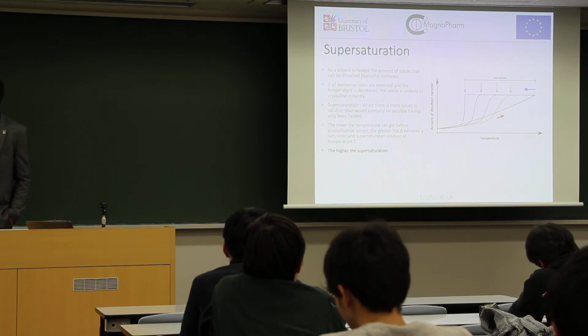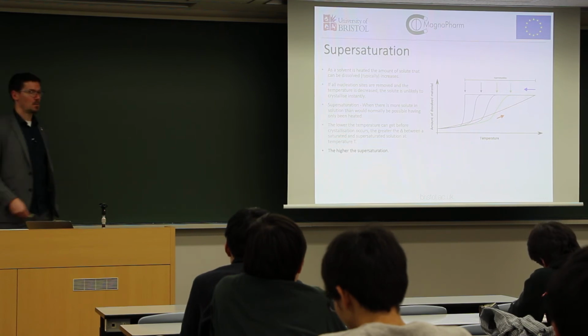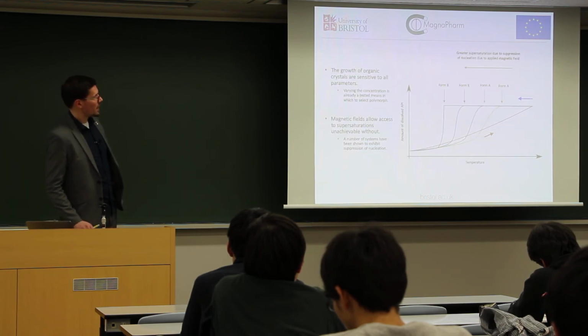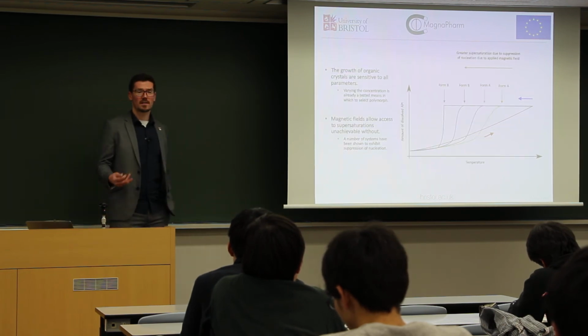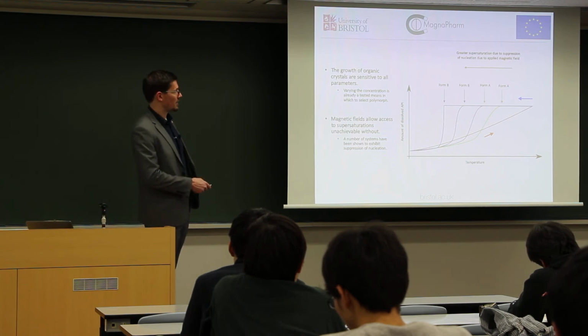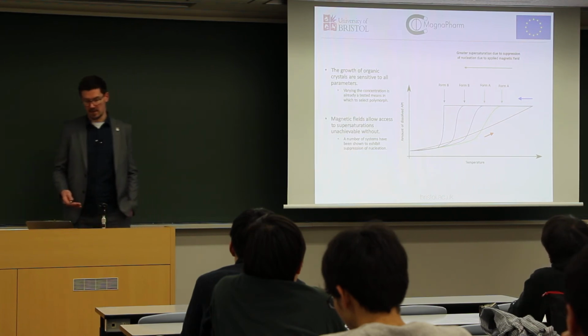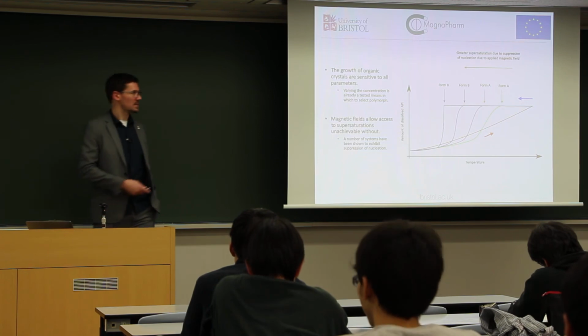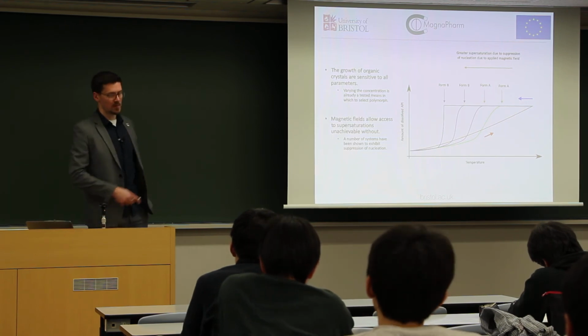So it has a greater supersaturation than this, okay, which is important because it's probably where the selectivity of the polymorphism lies. So we get Form A at lower supersaturations, Form B at higher supersaturations, and the magnetic field is allowing us to access these higher supersaturations.